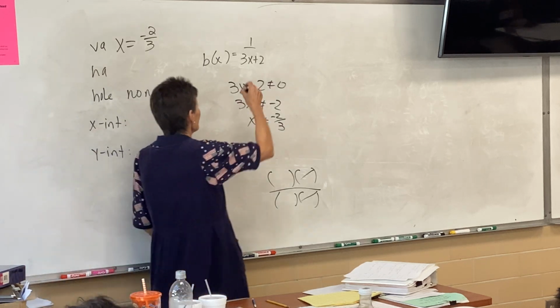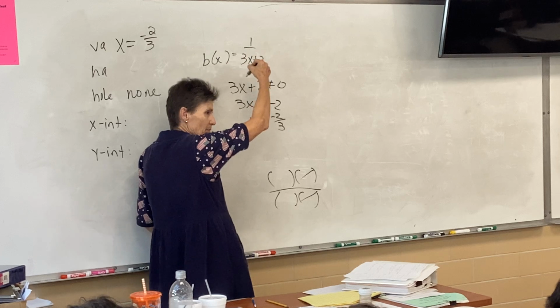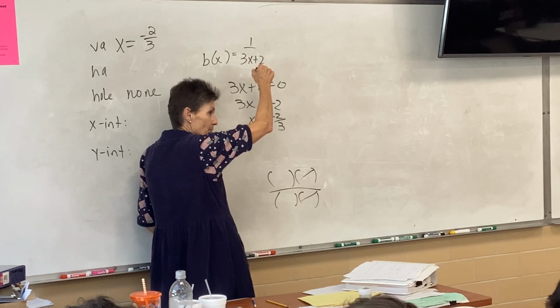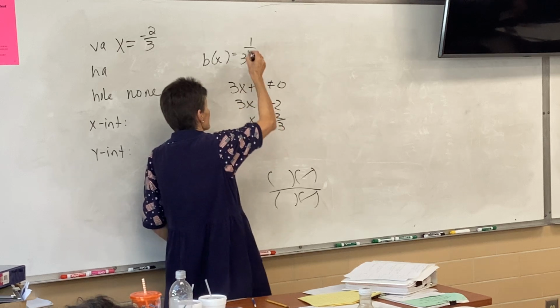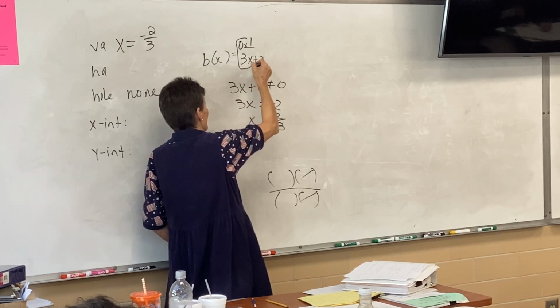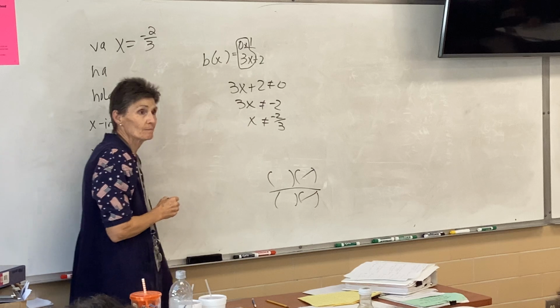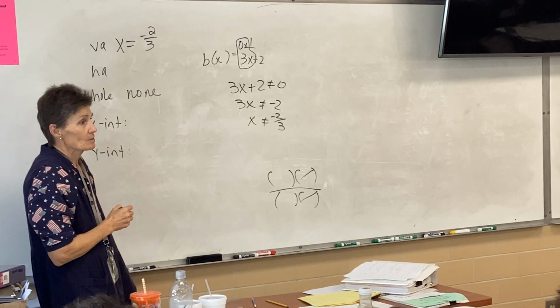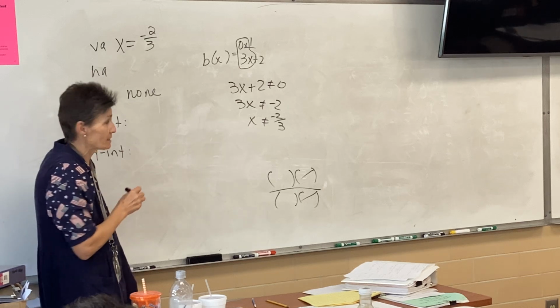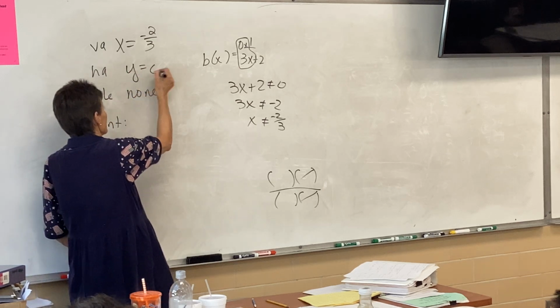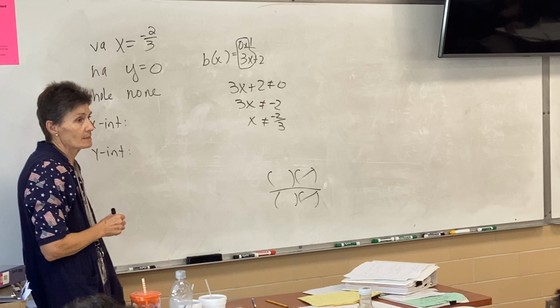For the horizontal, I would love to box something in. I don't have an x up here, so I need to stick in a 0 when I'm missing something. So now I've got 0 over 3, which is 0. My horizontal is y equals 0.